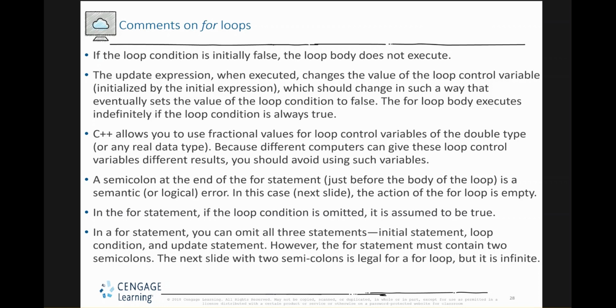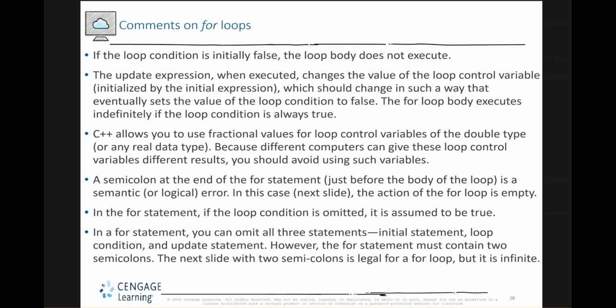A semicolon at the end of the for statement, just before the body of your loop, is a logical or semantic error. If you have a semicolon at the end of your for statement on that first line, then the body of your loop will never execute. It'll see that body as empty.